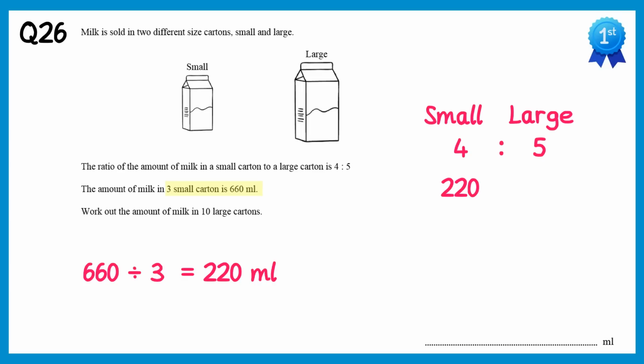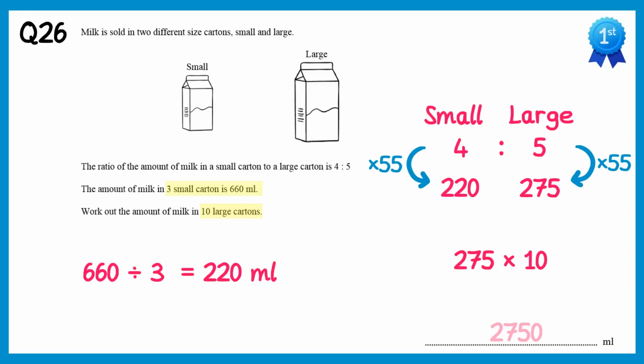So we need to work out what we multiply 4 by to get to 220. Do 220 divided by 4 and you'll find out it's 55. So if we do 5 times 55, we find out that a large carton has 275. In the question, they ask us to find out how much milk is in 10 cartons, so 10 times 275 gives you 2,750.